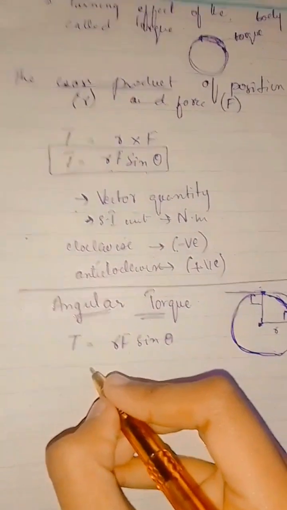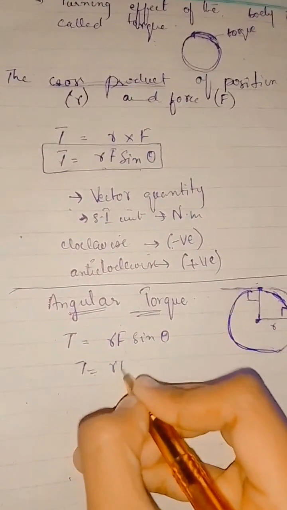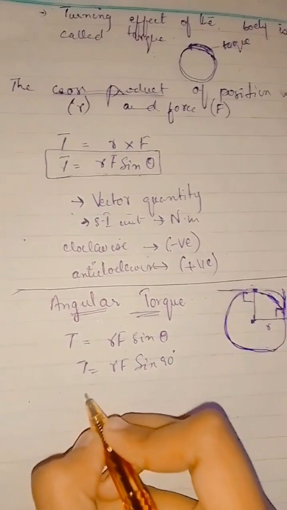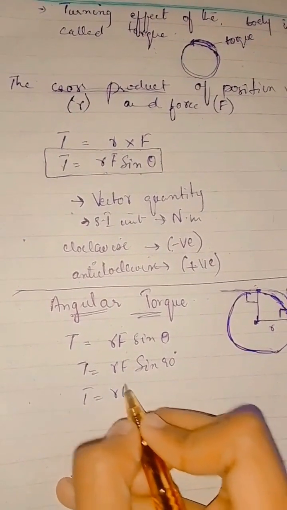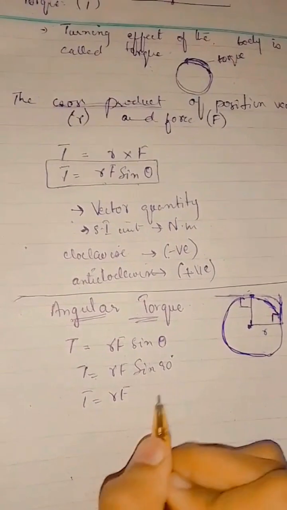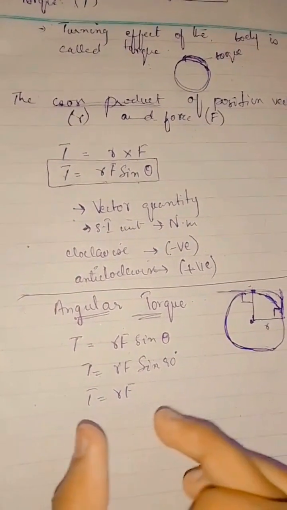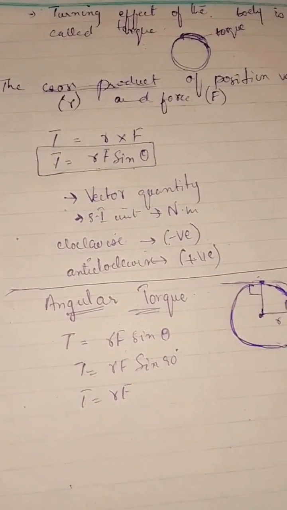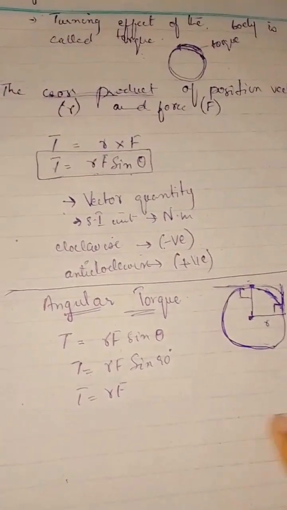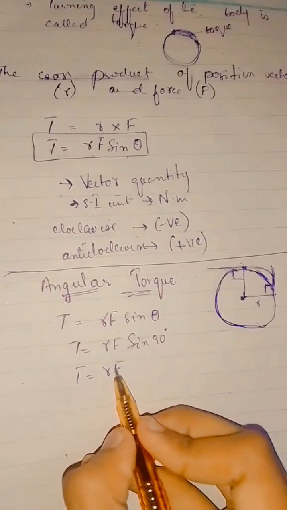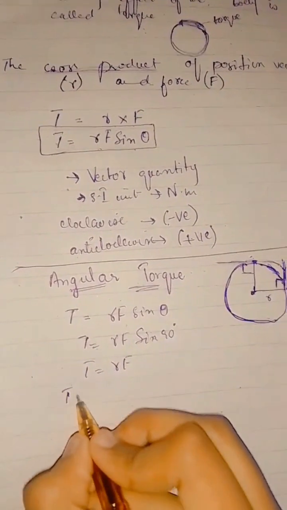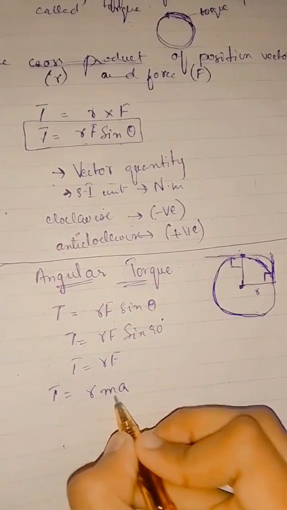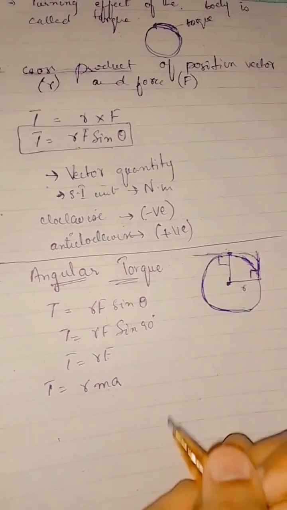So here the torque will be at 90 degrees, so it will be sine 90 degrees. Now sine 90 degrees is equal to 1, so we are not going to write it here. So torque is equal to the position vector into force. Now what is the formula of force? We can write ma, because force is equal to mass into acceleration.